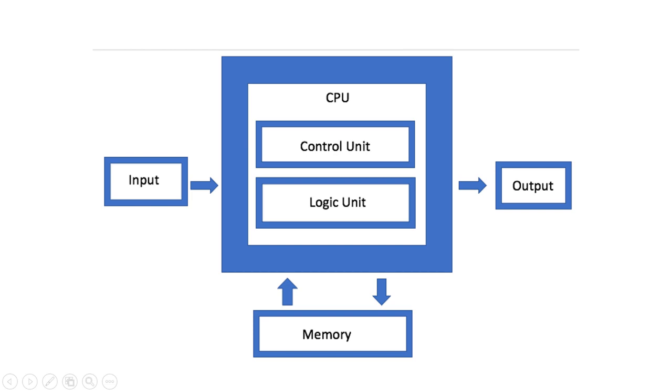This cycle of fetching, decoding, and executing instructions happens billions of times per second in modern computers. It's what allows them to perform complex tasks so quickly and efficiently.